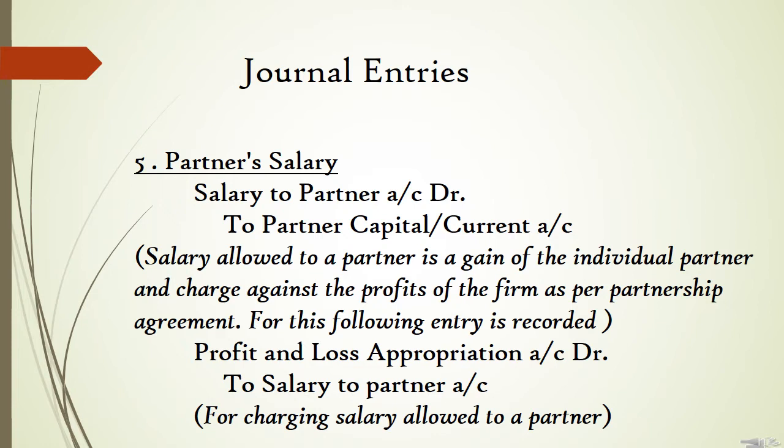Next entry is for partner's salary. Partner's salary is an income for the partner. So the capital account will be increased with that amount. The salary account is an expense account. So salary account debited to capital or current account. To close the salary account, we have to transfer that to the Profit and Loss Appropriation account. Entry will be Profit and Loss Appropriation account debited to salary account.